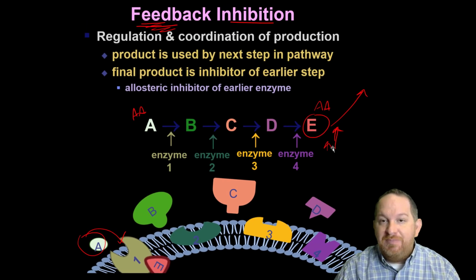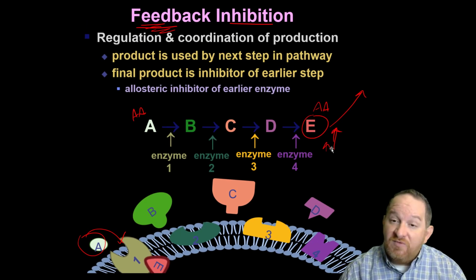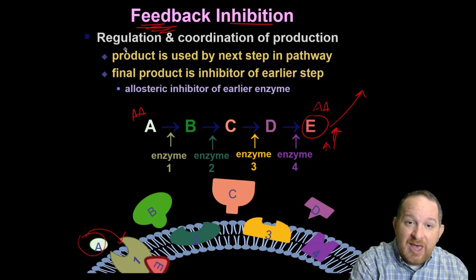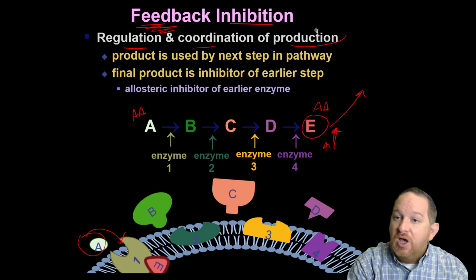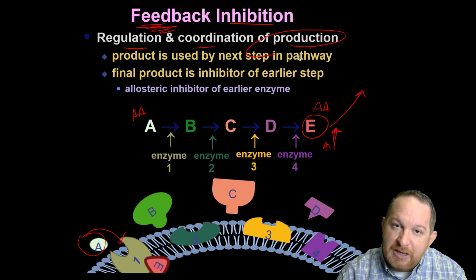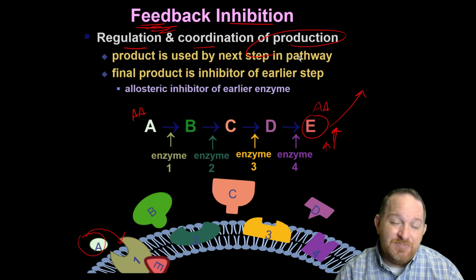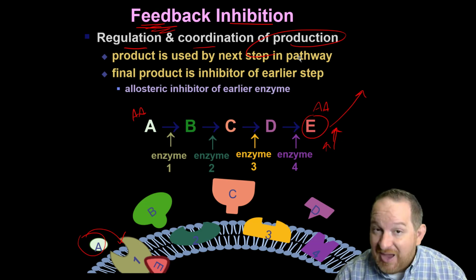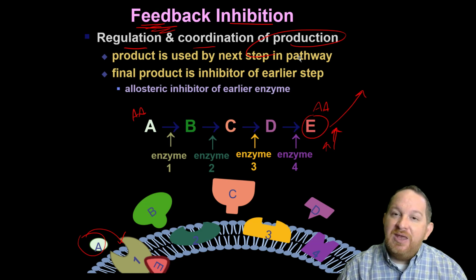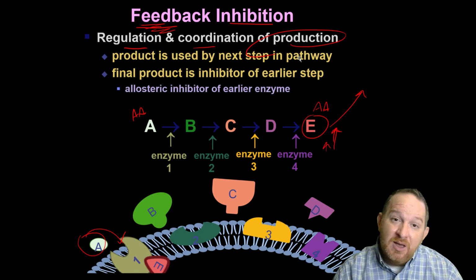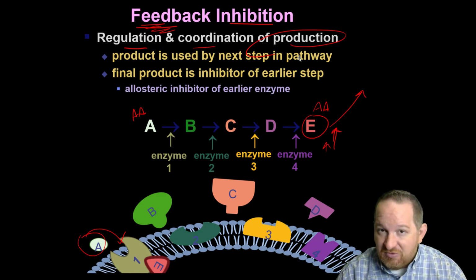This is called feedback inhibition, and it's actually one of the ways enzymes are used to regulate and coordinate production of certain molecules in the body. Okay, so hopefully this video helped you understand the basics of enzymes, all the factors that affect enzymes, and then how enzymes can be inhibited by non-competitive and competitive inhibition.